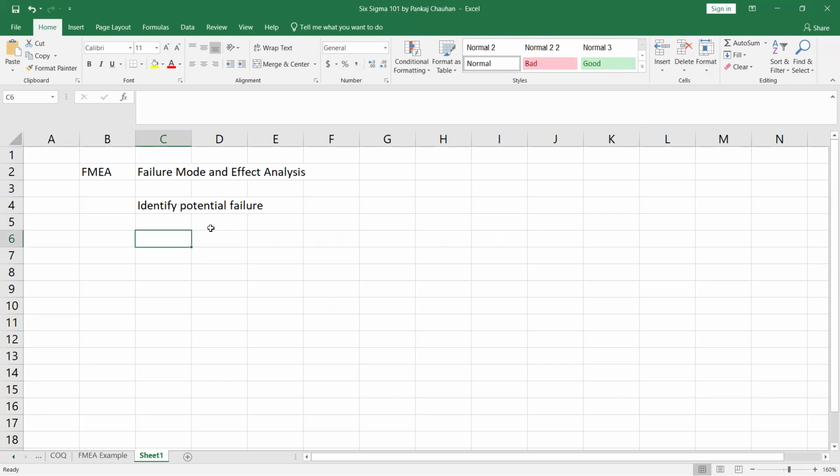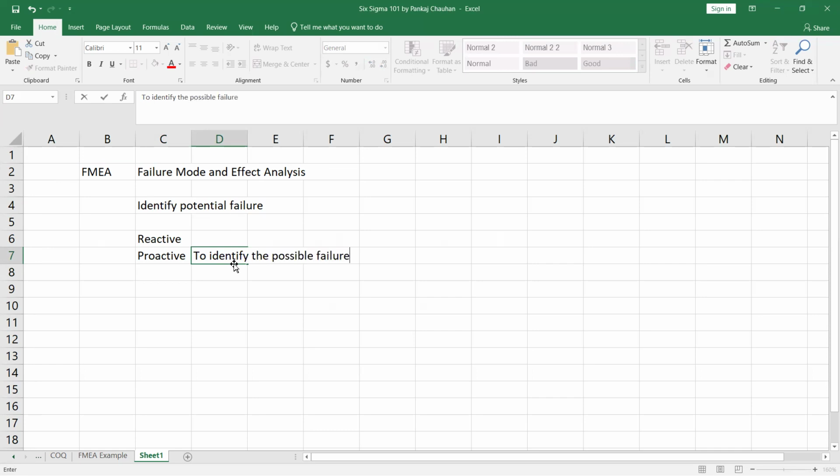One is the reactive approach. Generally, when things happen, then we do the postmortem and then fix them. Another one is the proactive approach. Before even the things occur, we identify that probably these may occur, and we have a plan in place to avoid them. So that is the proactive approach. Basically, FMEA is a proactive approach to identify the possible failures in an existing process or for a new process.